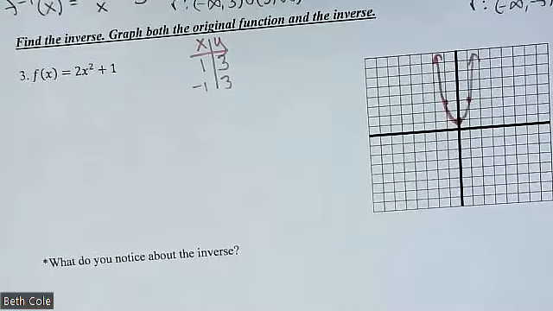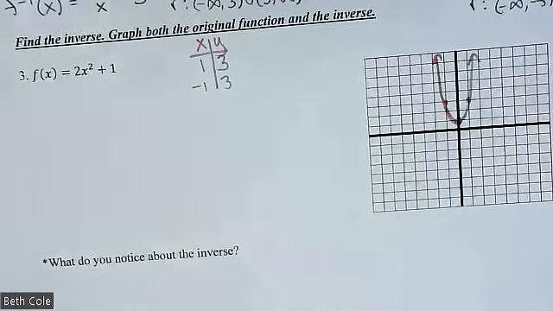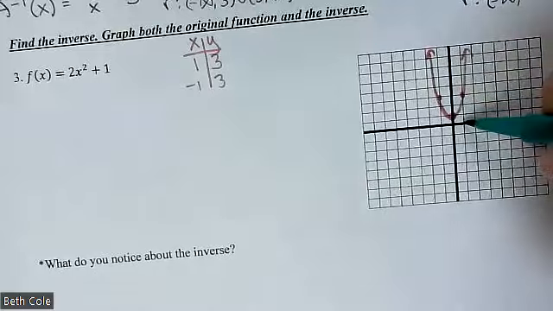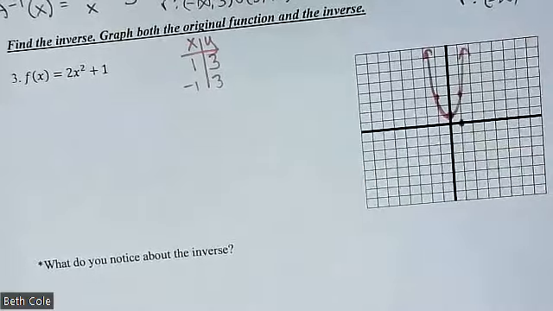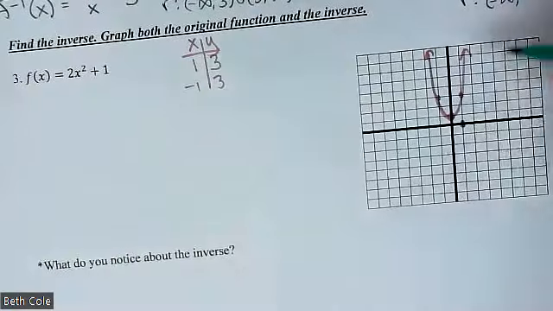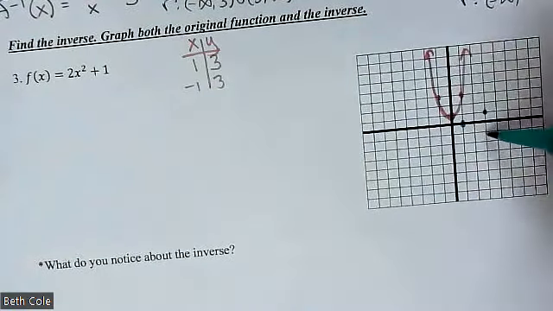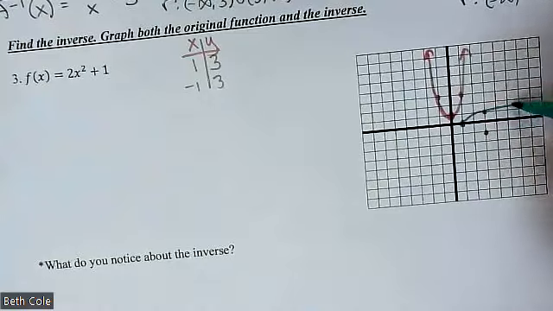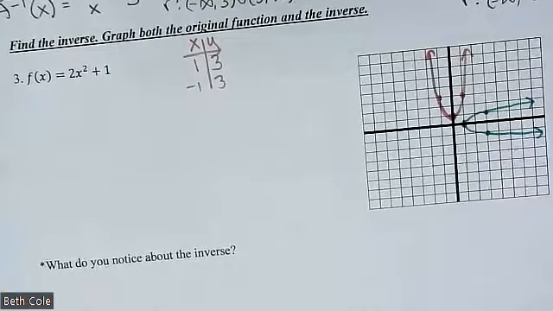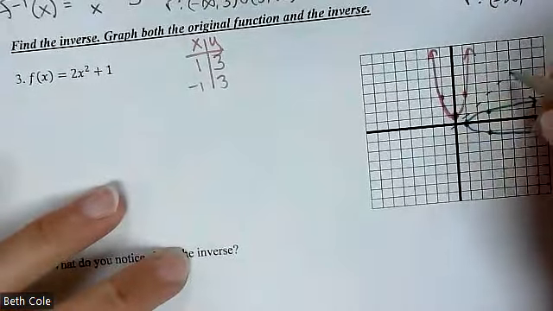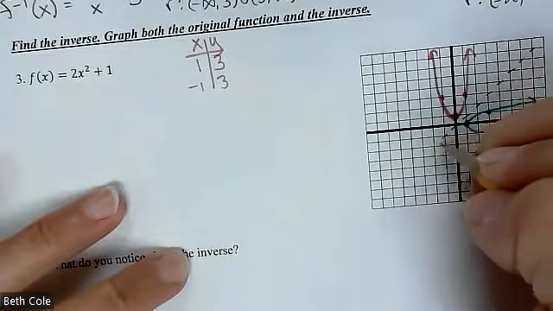So I'm going to switch to the other color. And we're just going to reverse those points. So instead of 0, 1, you'll have 1, 0. Instead of 1, 3, you'll have 3, 1. And then also 3, -1. And it's optional, so you don't have to. But if you want to dot in y equals x, so you can see the reflection, you can do that. Kind of helps to check.